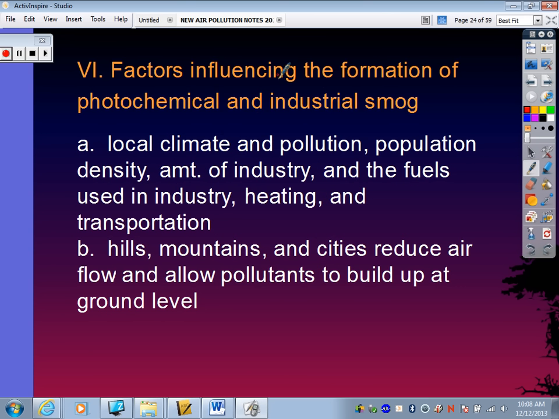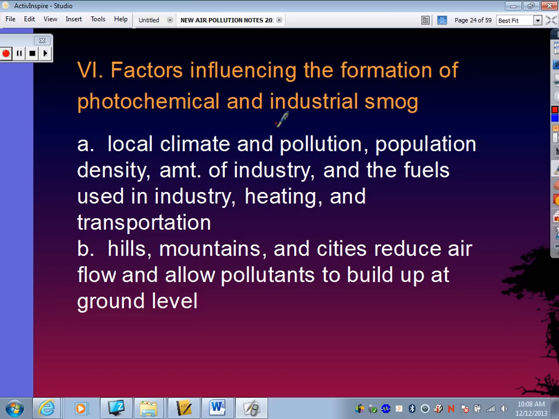Okay, and we're almost done. Factors influencing the formation of photochemical smog and industrial smog. You can have local effects like the local climate and pollution, population density, the amount of industry. Sorry, I lost my place here. The types of fuels used in the industry and in the city. So again, do they use cleaner burning fuel? Do they use coal-based stuff? And then transportation. Do they have a lot of public transportation? Is it mostly people riding around in their private cars by themselves? Then some topographical issues as well. What are the hills and the mountains like?